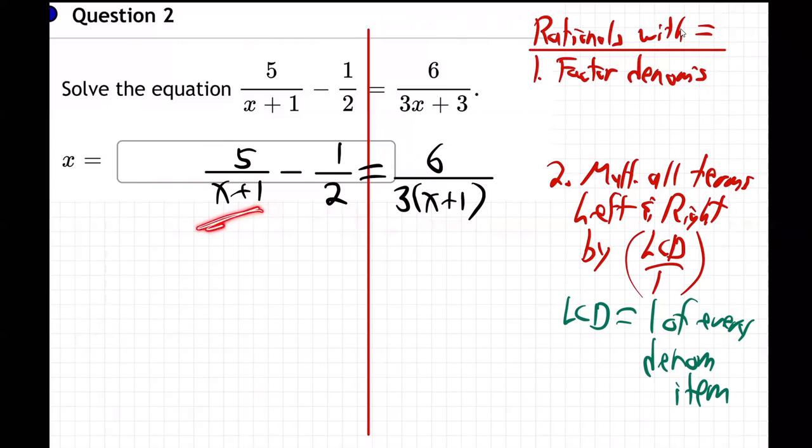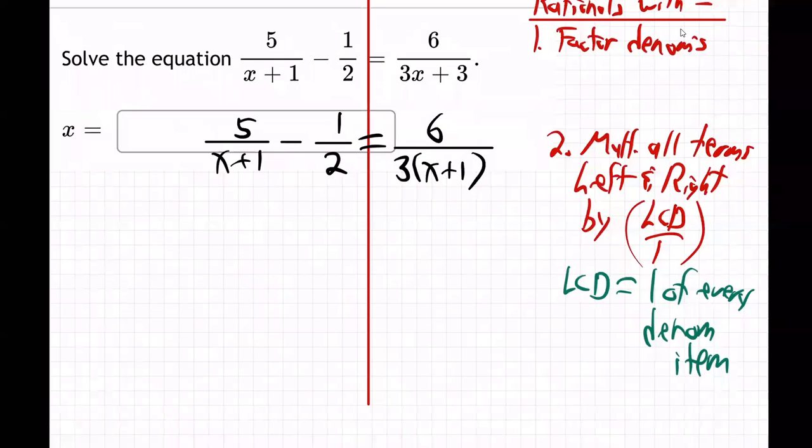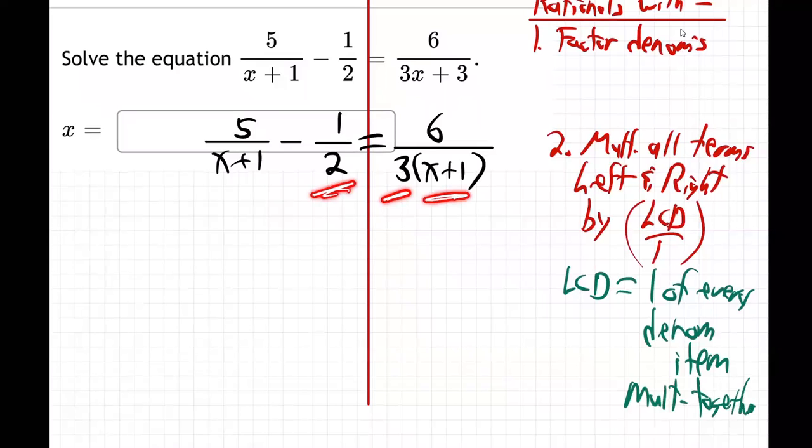So I'm going to need an x plus 1. Oh, by the way, an x plus 1 is a package, right? Remember, pluses and minuses glue things together like shopping at Costco. That's a package. I need the 2, I need the 3, and I need the x plus 1. One of every denominator item multiplied together. So I need 2, 3, and x plus 1. So what is that all together?